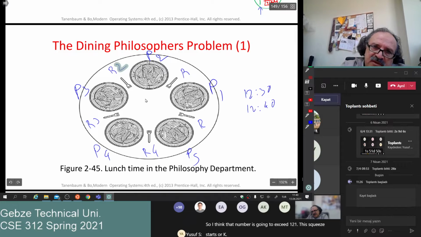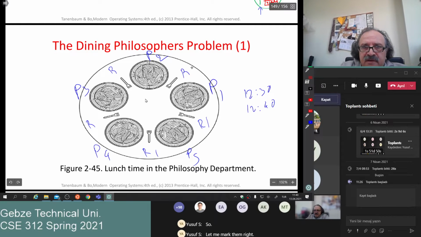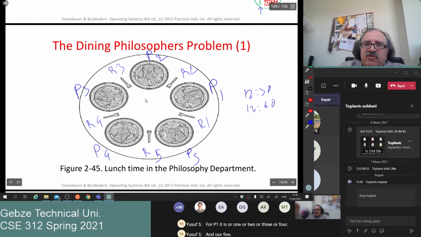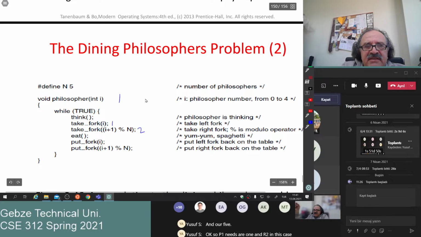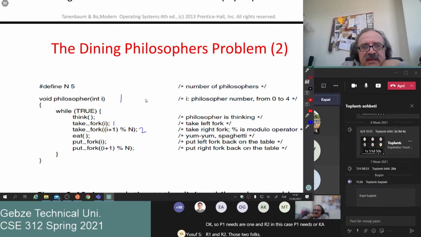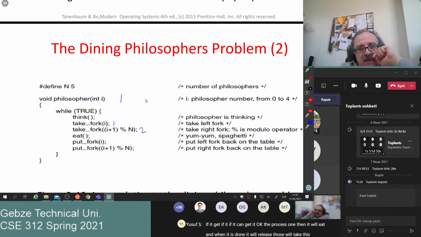So let me mark them right. For P1 it is R1, R2, R3, R4, and R5. Okay, so P1 needs R1 and R2, those two forks. Then it eats. If process 1 can get them, it will eat, and when it is done, it will release those mutexes. Okay, good. All 5 of them are running the same code.